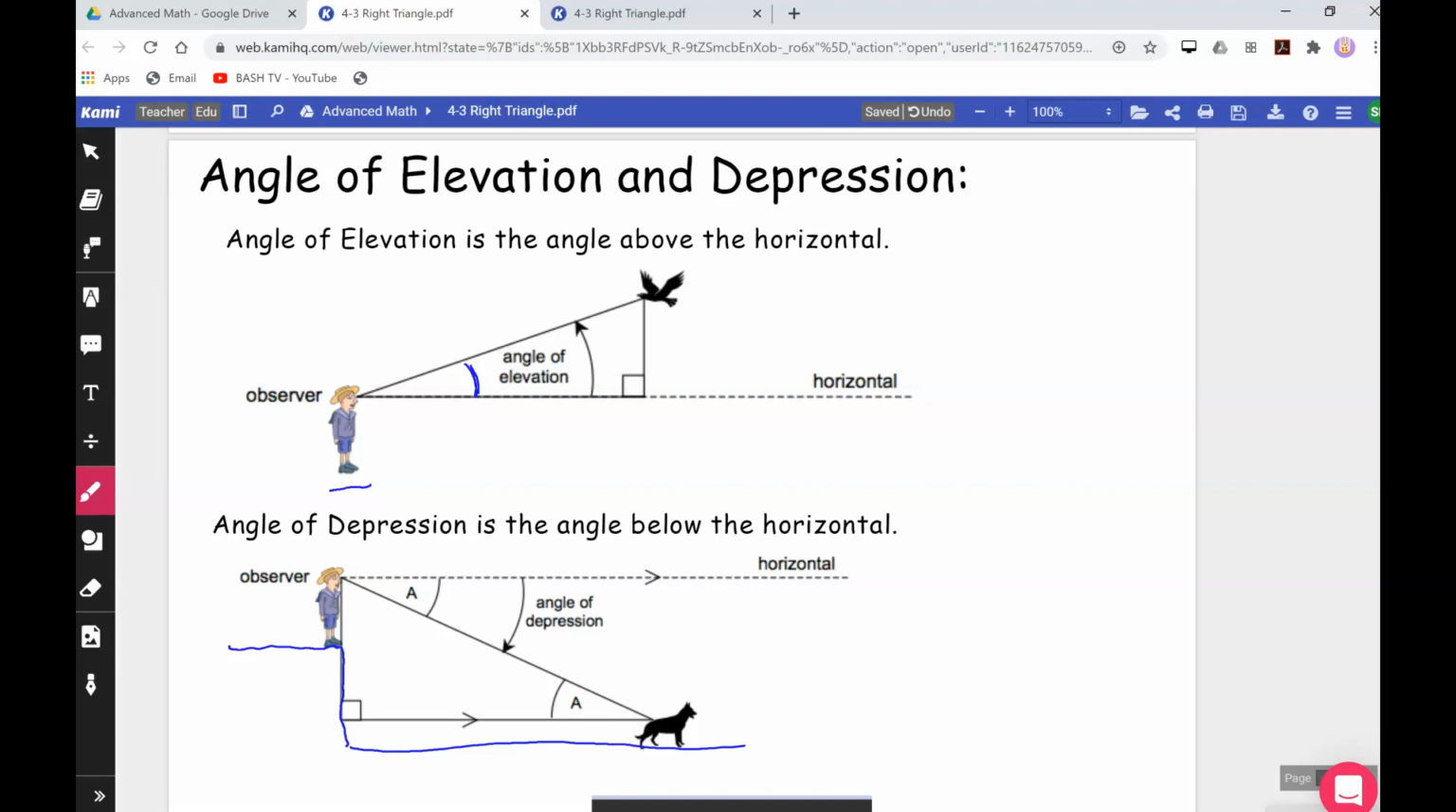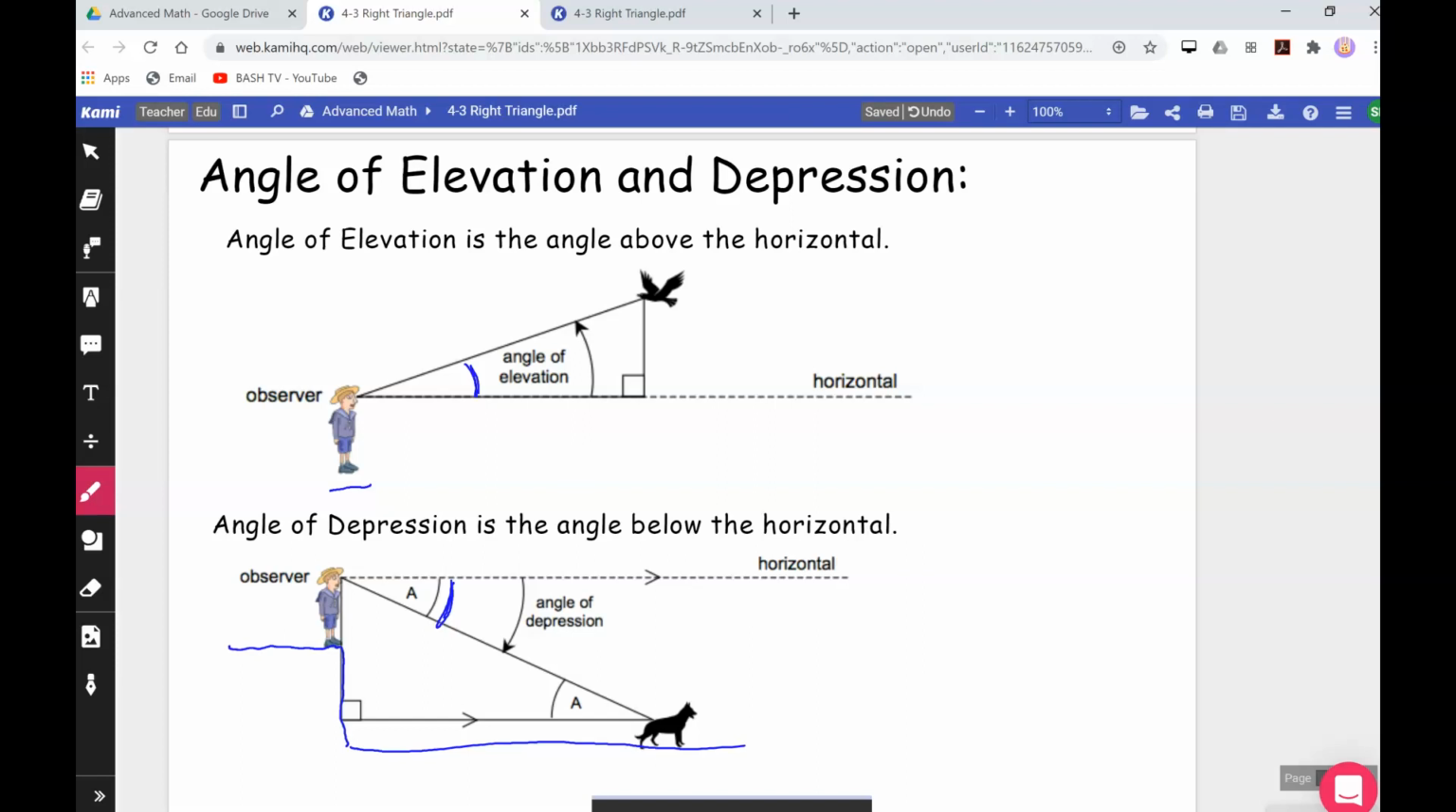So he's looking down at this dog, and we call that an angle of elevation. Now, what's important is it's this angle here, not this one in there. Okay, that's the mistake people make. They think it's that, but it's from the horizontal. Now, here's our right triangle.